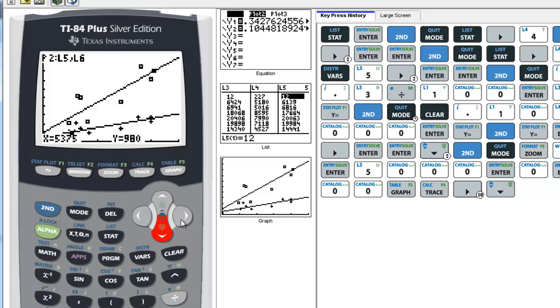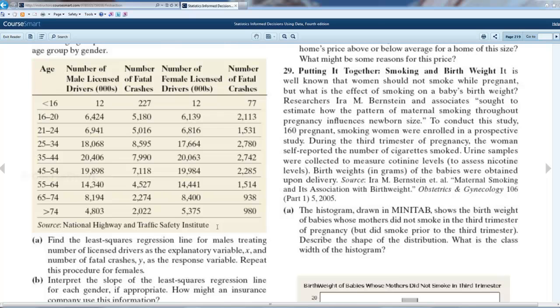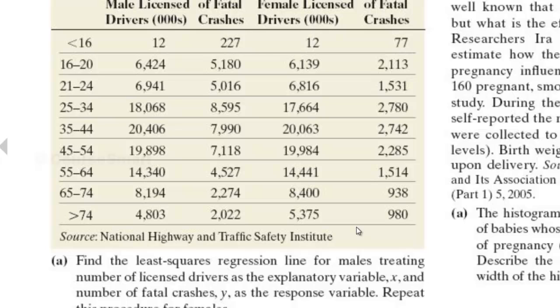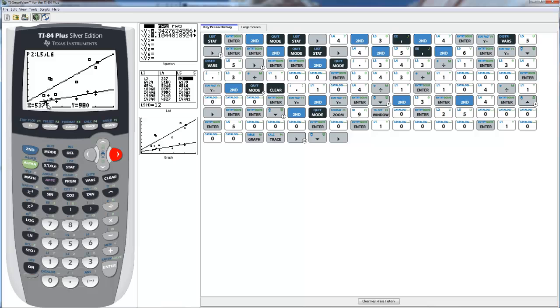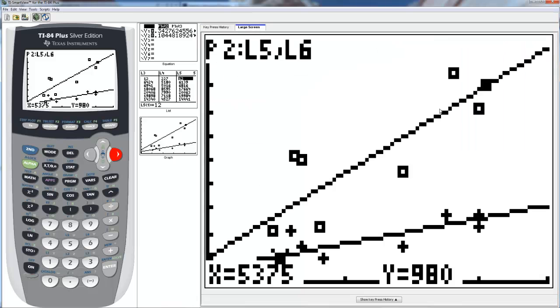And so I'm just going to motor through the data set here using the right arrow key. It looks like I'm probably at the end of it actually. So 5375, yes, that is the number of licensed female drivers 74 or older, 980 fatal crashes. So when you come back and you look, it's a little bit hard to see, but let me blow it up on the large screen here. If you look very carefully, you'll notice that the cursor is flashing slightly below the line. And that would say that it's slightly below average for that particular age category.